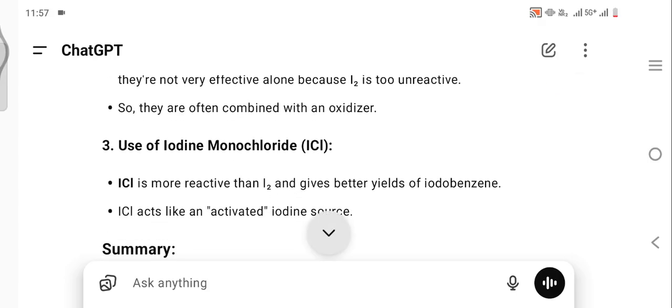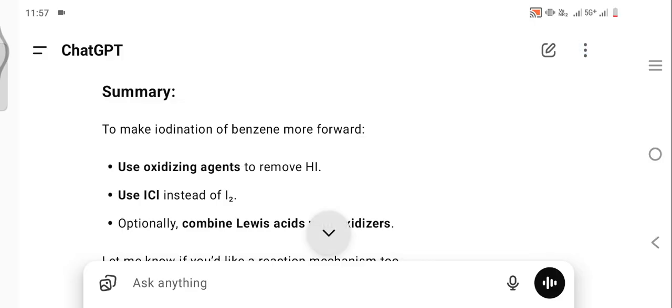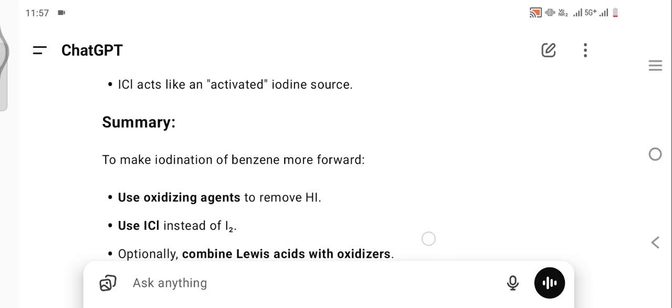Use of iodine monochloride. ICl is more reactive than I2 and gives better yields of iodobenzene, and ICl acts like an activated iodine source. Summary: to make iodination of benzene more forward, use the oxidizing agents, use ICl instead of I2, and optionally combine Lewis acids with the oxidizers.